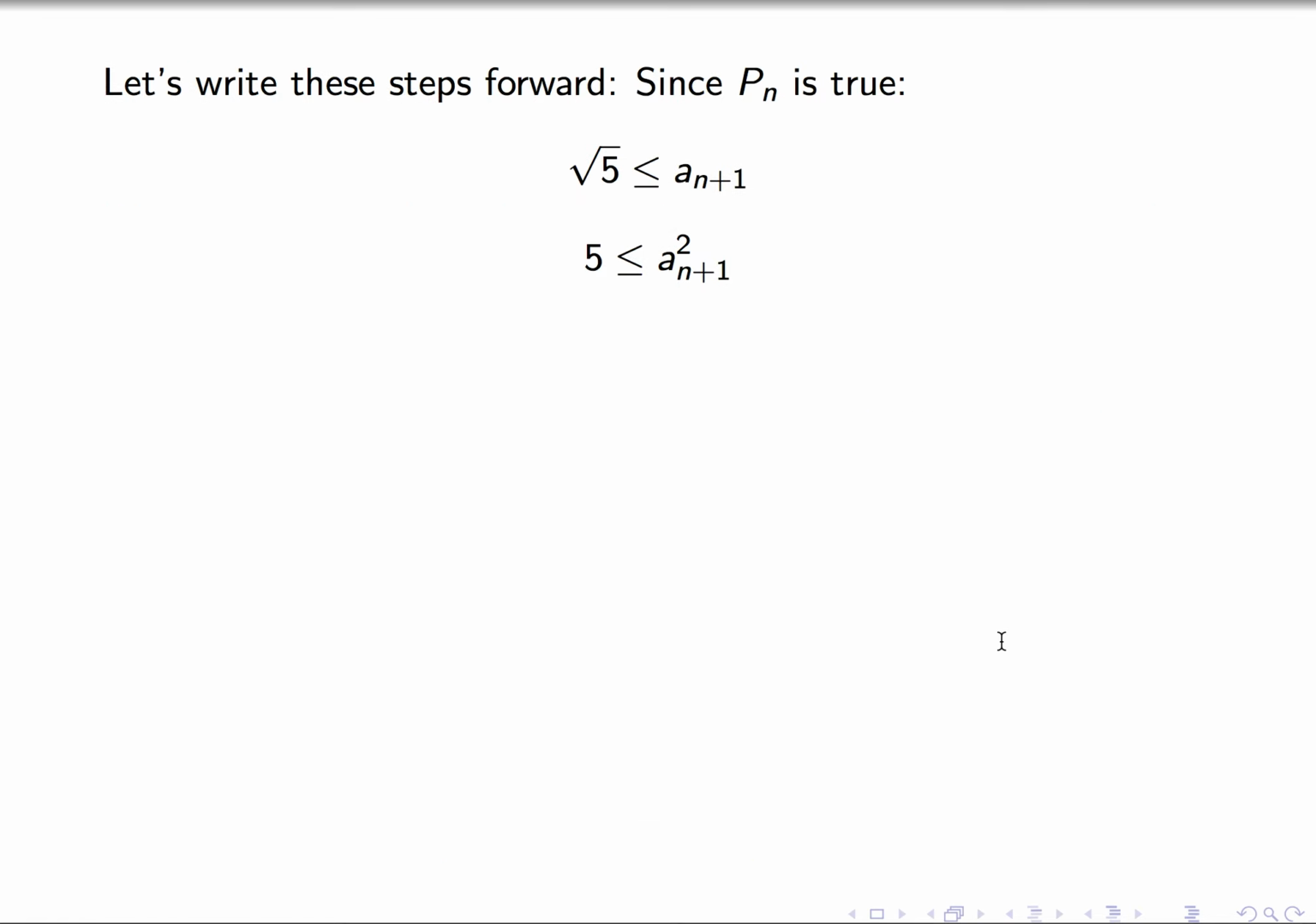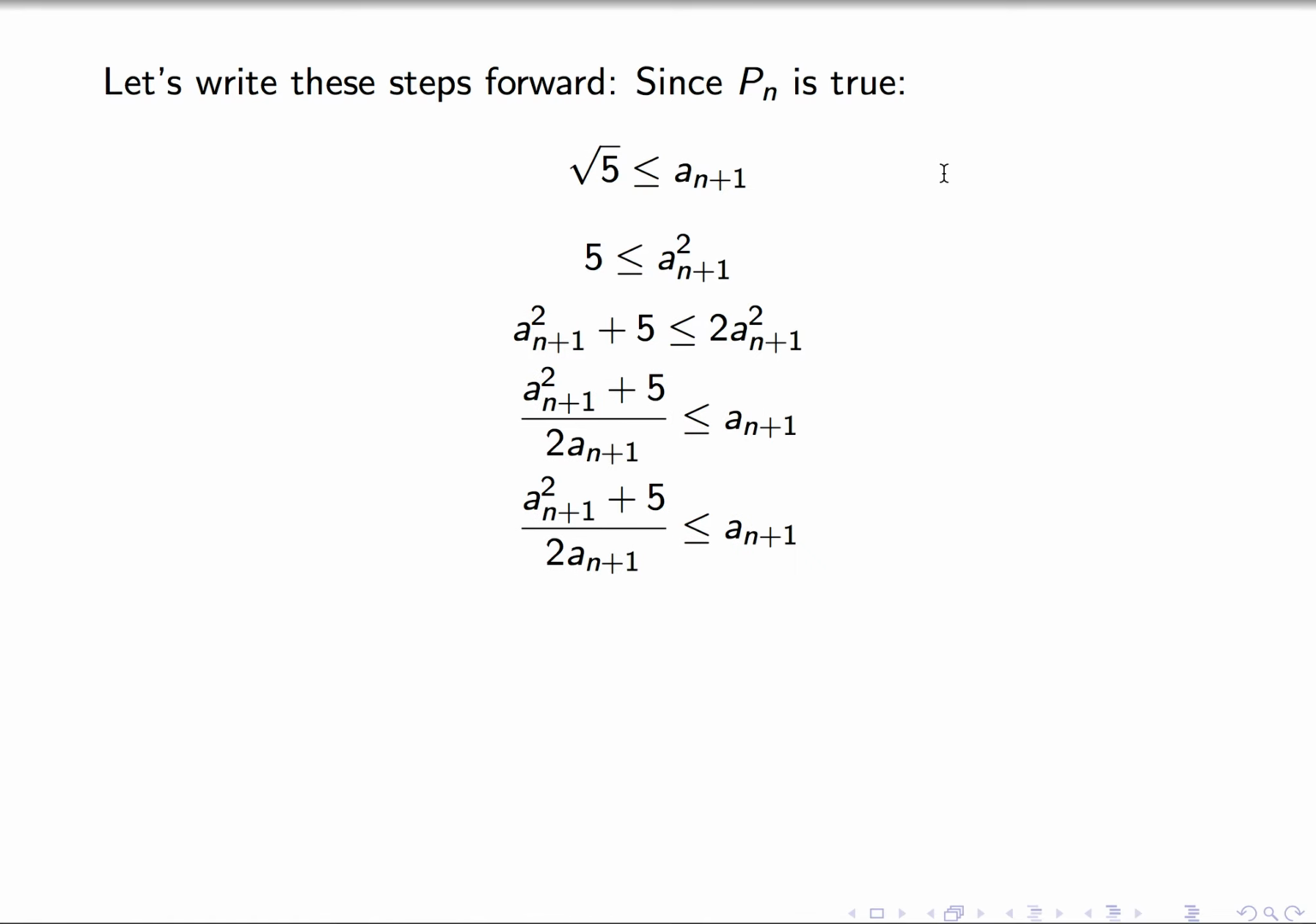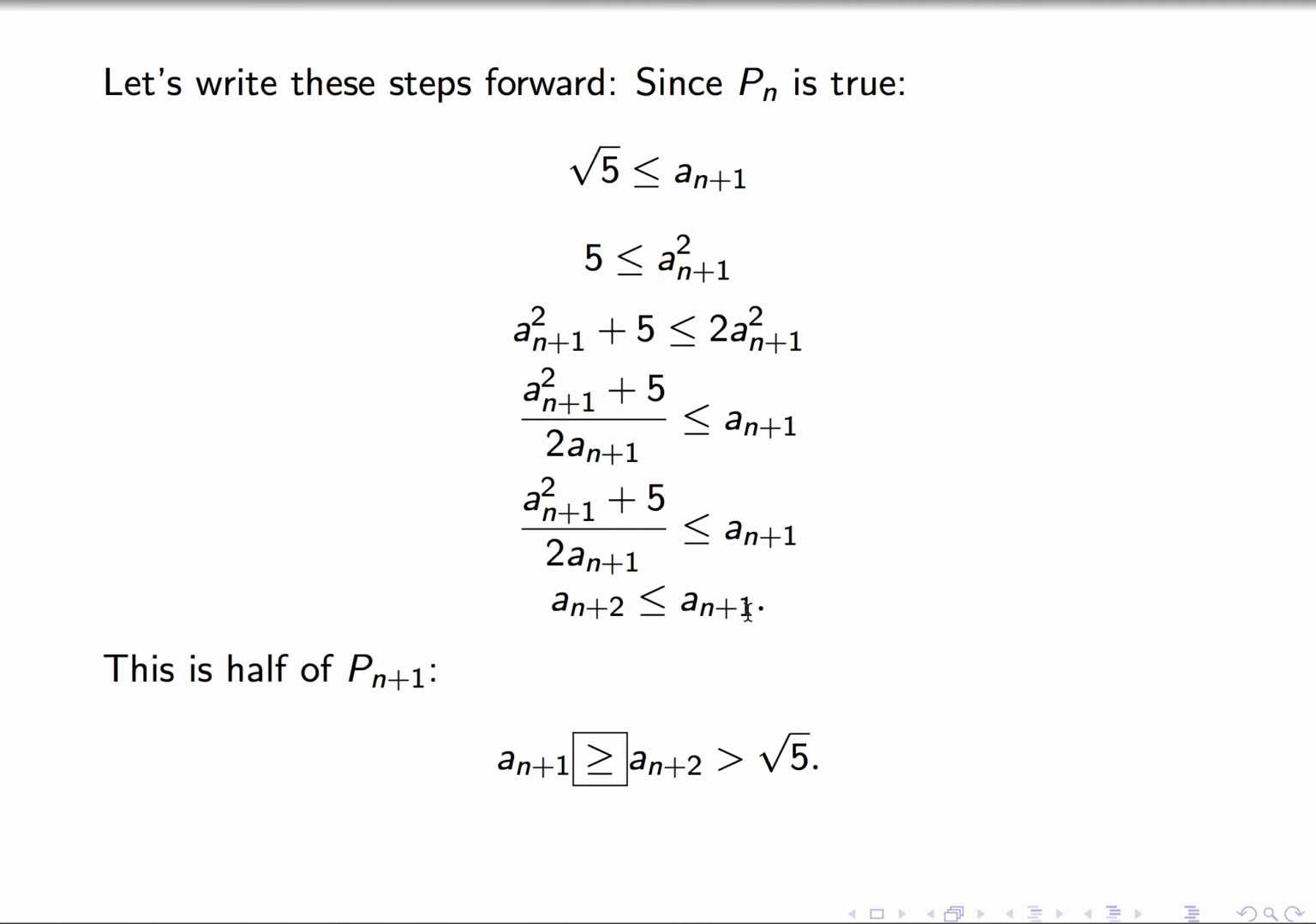If that makes you feel uncomfortable, I'll just show you how to do it. We could write these steps forward, right? I could say, since Pₙ is true, I know that the square root of 5 is smaller than aₙ₊₁. I square both sides, I add aₙ₊₁ squared to both sides. I just write those steps backwards, and I find everything out. So you may want to pause the slide. It'll actually be really good to pause the slide and see where each of these inequalities comes from.